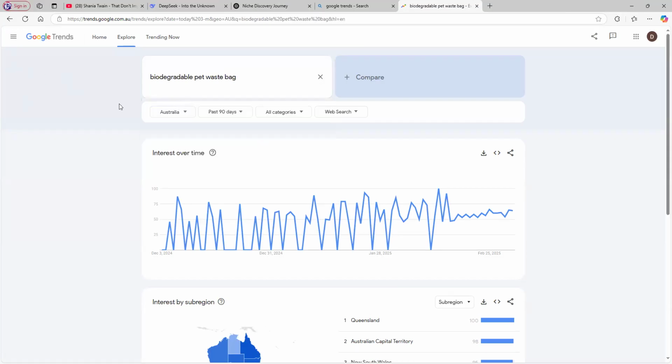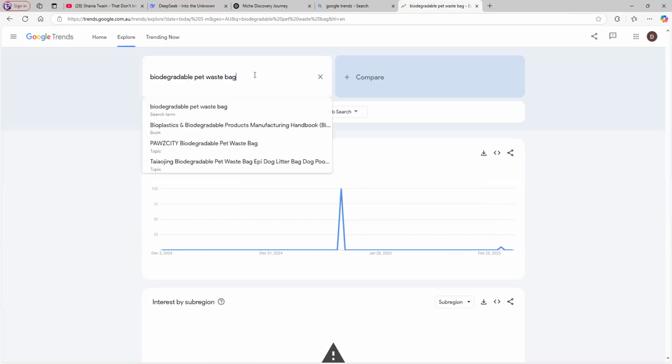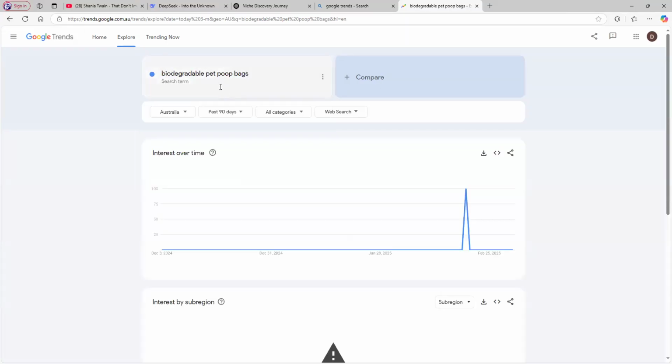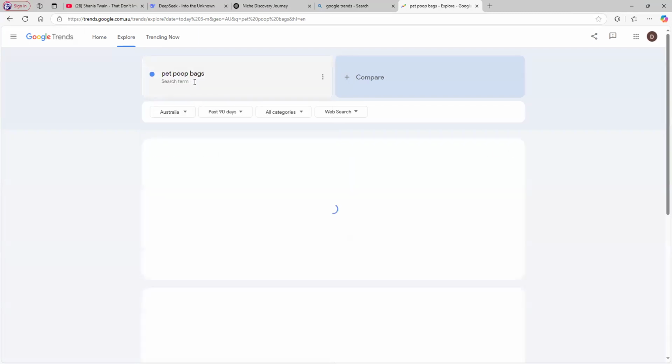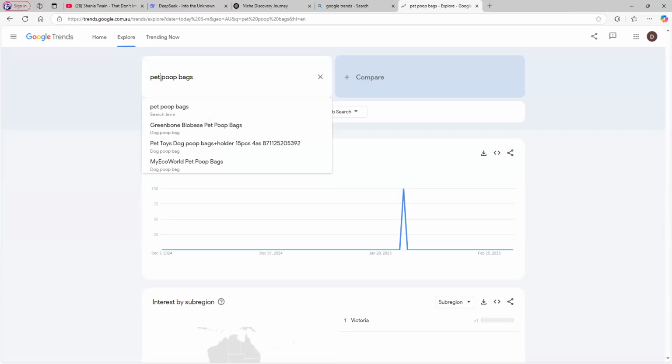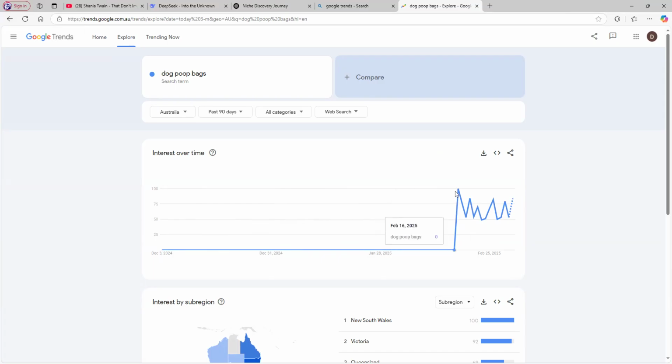Waste bag, search for 90 days. As you can see, real spike there for some reason, and then poof, nothing. So let's just go poop bags. Going a little higher. So what you do next, we do that. Again, low. So let's just go dog. And see, this is how you do it. You just slowly start building up, and voila. Again, in January it kind of flatlined and now it's really picking up for some reason.